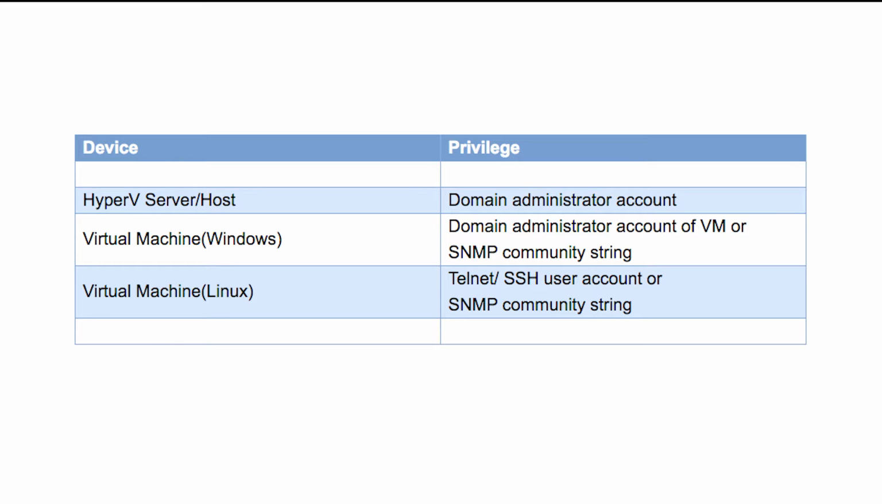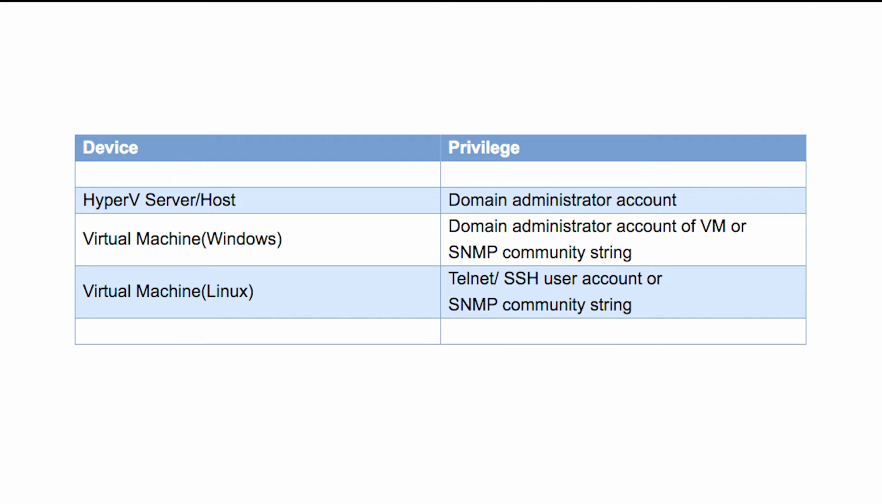Provide the domain administrator account for HyperV server. Although credentials for virtual machines are not mandatory, we advise you to add them because in addition to VM performance metrics, it helps you monitor key performance metrics of different operating systems via different protocols such as WMI, Telnet, SSH, or SNMP. Provide the domain administrator account for Windows platform, Telnet or SSH user account for the Linux platform, or the SNMP community string. Please keep the access information handy before the discovery.